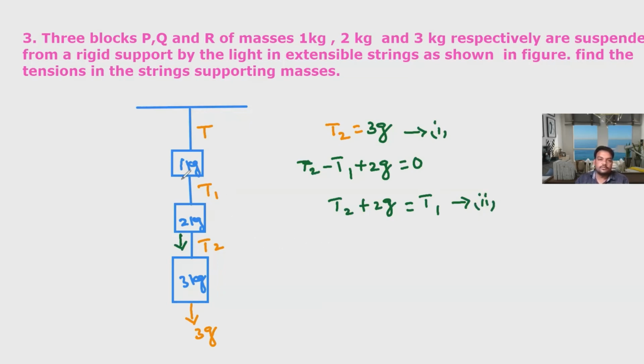Go to the 1 kg body, weight acting downward. Then the forces on the 1 kg body: T1 plus 1 into g minus T is equal to 0. Then T1 plus g is equal to T. That is equation 3.